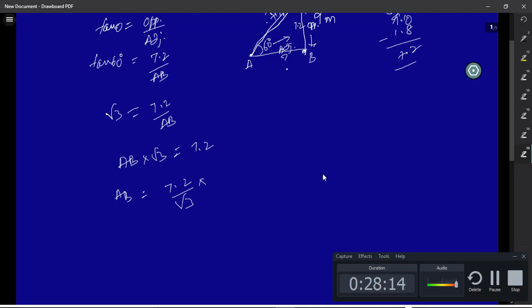Again, you just have to rationalize the denominator so that the root gets removed from the denominator. Root 3 into root 3 is how much? Root 9. What is the square root of 9? Square root of 9 is 3. I'm cancelling this. 3 twos are 6, 3 fours are 12.